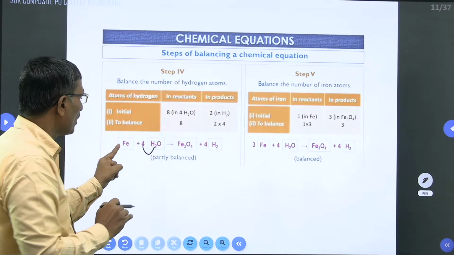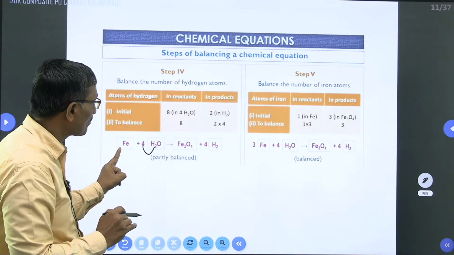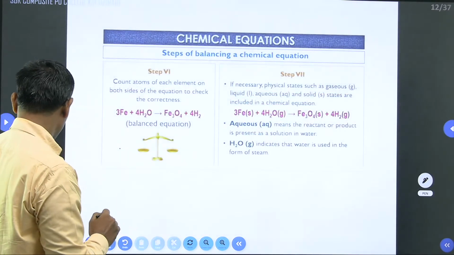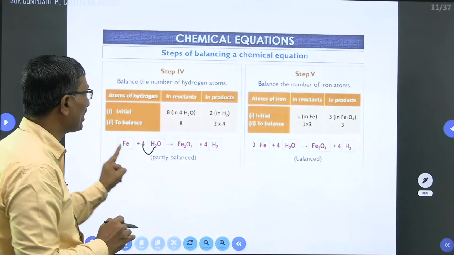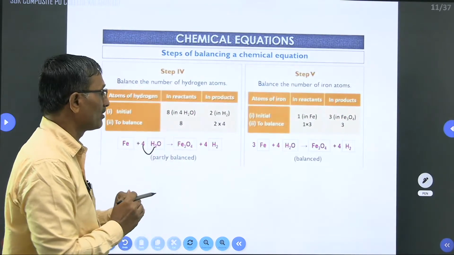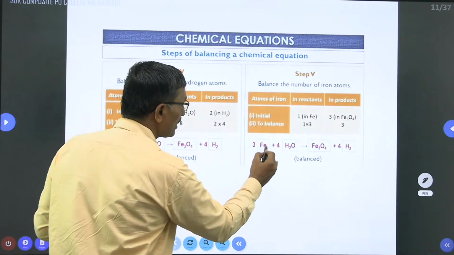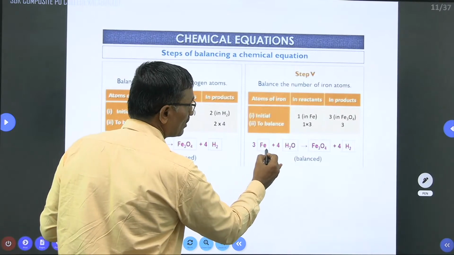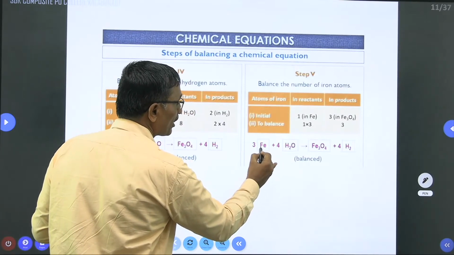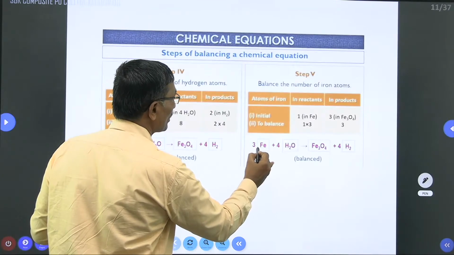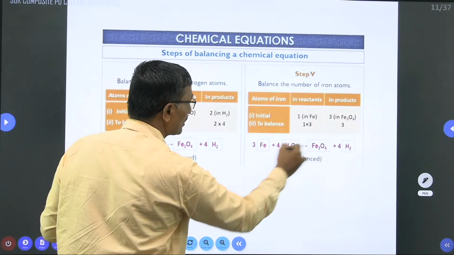Fe3. Here, only one iron atom is on the reactant side. In the product side, we came to know how many? 3 are there. Therefore, I am multiplying by 3 Fe. So, the stoichiometric coefficient is how much now? This is 3. So, balance the number of iron atoms.